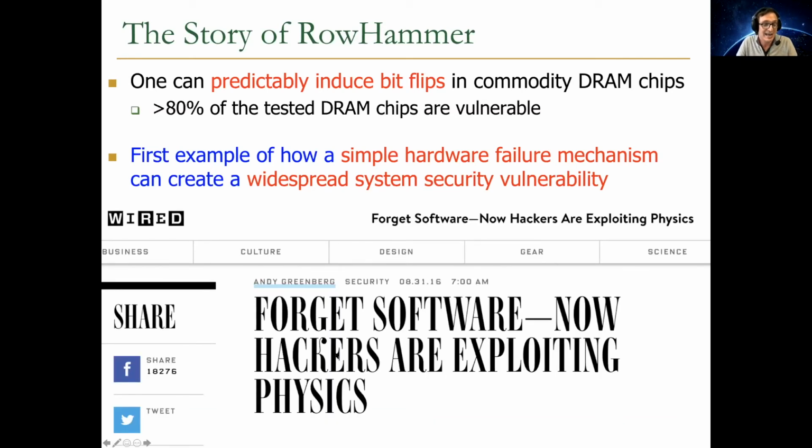So this is a popular magazine article in Wired magazine. You may be following this. It is actually sometimes nice articles like this. But basically, this Andy says here that forget software, now hackers are exploiting physics. And I think at a very, very high level, this is a very nice characterization of what RowHammer is about. There's a physical problem at the circuit level that leads to these bit flips. At the software level, you can actually induce these bit flips without anyone being aware of it and take advantage of those bit flips to take over the system, which is not nice.